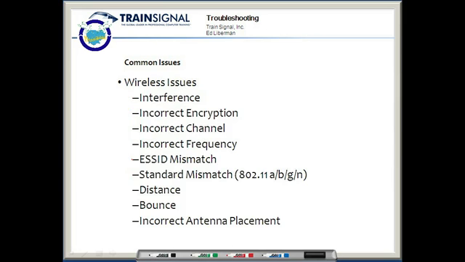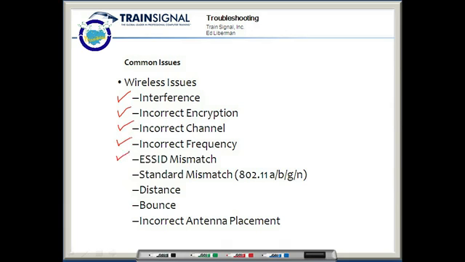Now, the last set of issues we're going to take a look at here are our wireless issues. And none of this should come as any great surprise, because in the wireless video we already talked about just about all of this. What are some of the issues we can have with wireless signals? Well, we can have interference with those wireless signals. If we are using encryption and the client and the wireless access point aren't configured to use the same encryption, you can have a problem. Same thing with the channel and frequency. If the client and the wireless access point aren't configured consistently, then you've got an issue.